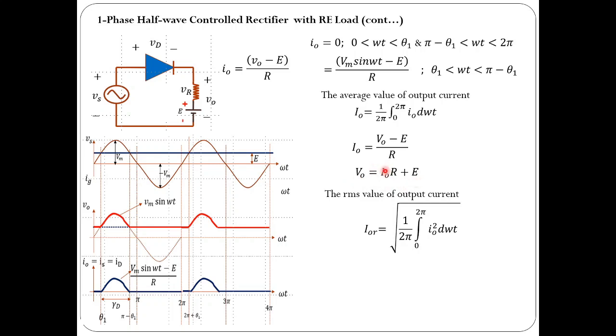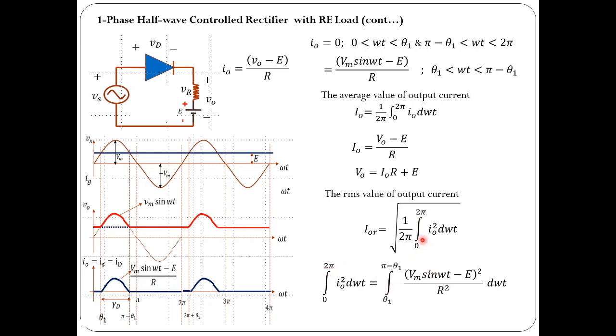So this also can be used to calculate, because we know V0, we know E, and we know R. From that you can find out I0, the average value of output current. Similarly, if one wants to find out the RMS value of output current, yes, you can find it using this formula. And the area under I0 square from 0 to 2 pi can be computed this way.